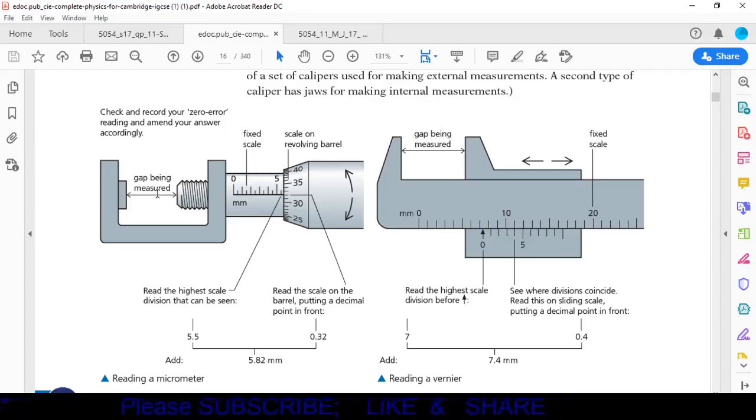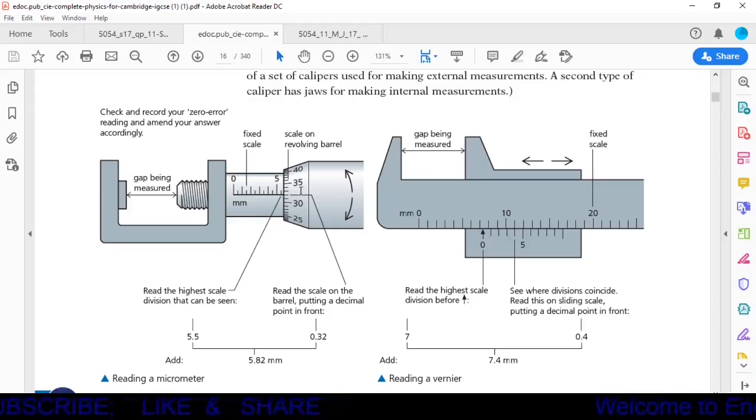First we have to close this one completely so that there is no gap. When there is no gap, the 0 on the fixed scale should coincide with 0 on this circular scale. If 0 on the fixed scale is coinciding with the 0 on the circular scale, then we say there is no error or there is no zero error. And if 0 of the fixed scale is not coinciding with 0 of the circular scale, then we say there is an error and it is called zero error.